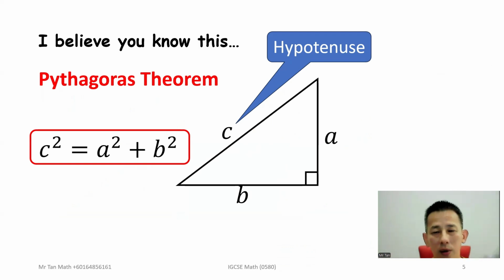And one thing you need to take note of is the hypotenuse, where the hypotenuse is the longest side. If you calculate the hypotenuse, it should be the longest. If you calculate and you get it shorter than the other side, then it means something's wrong. So the formula to calculate with Pythagoras theorem is c squared, where c is the hypotenuse, equal to a squared plus b squared. This one, I believe you should have noticed.